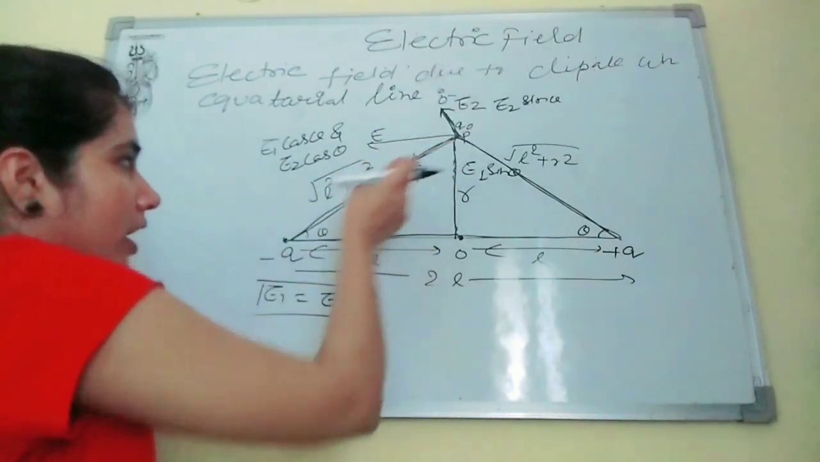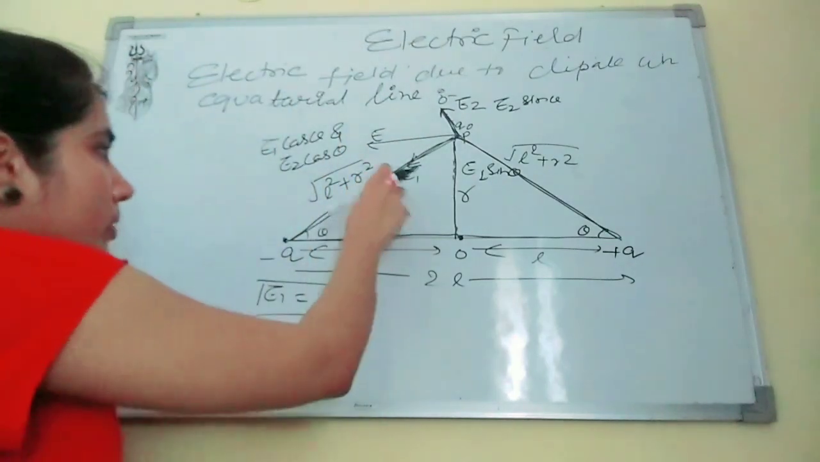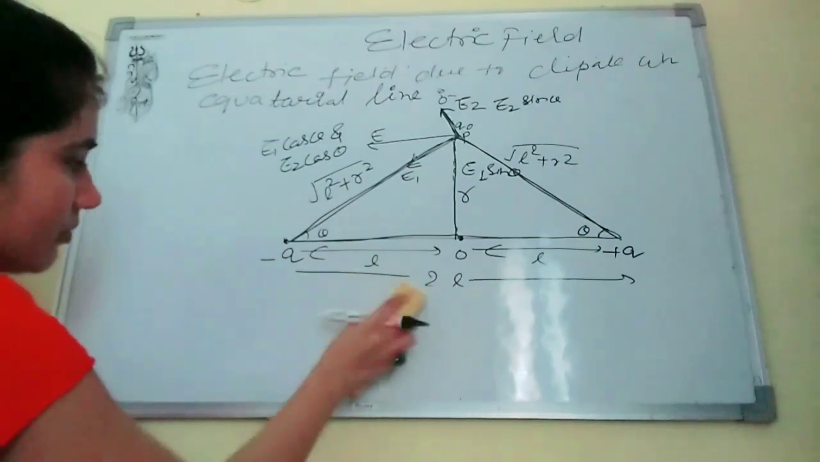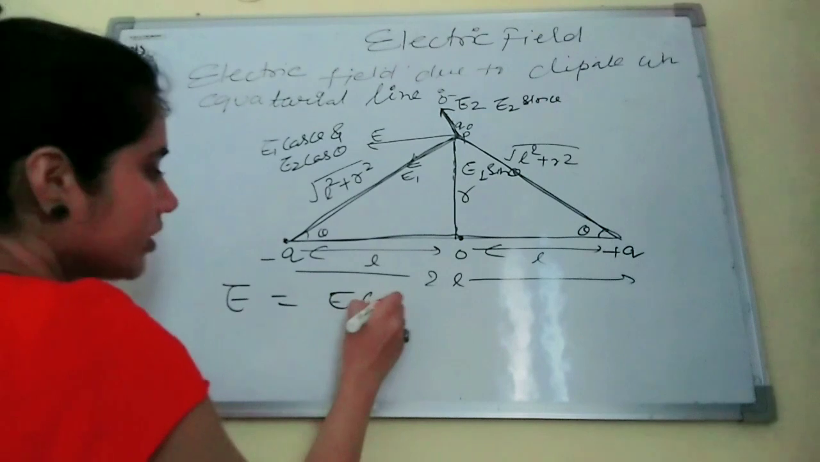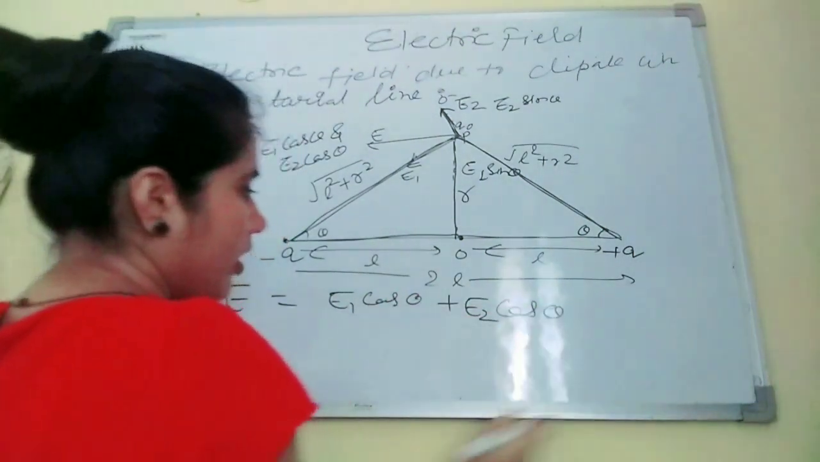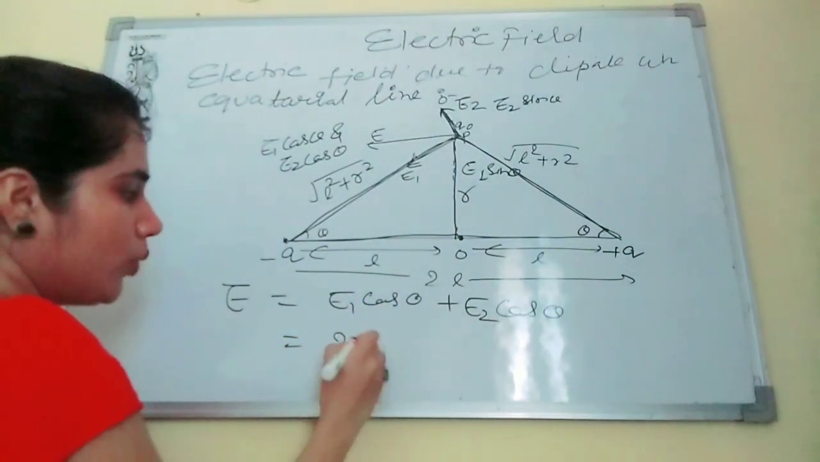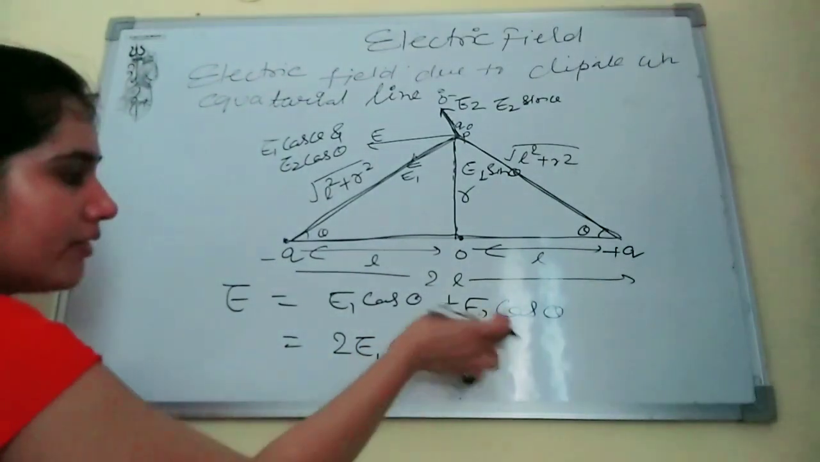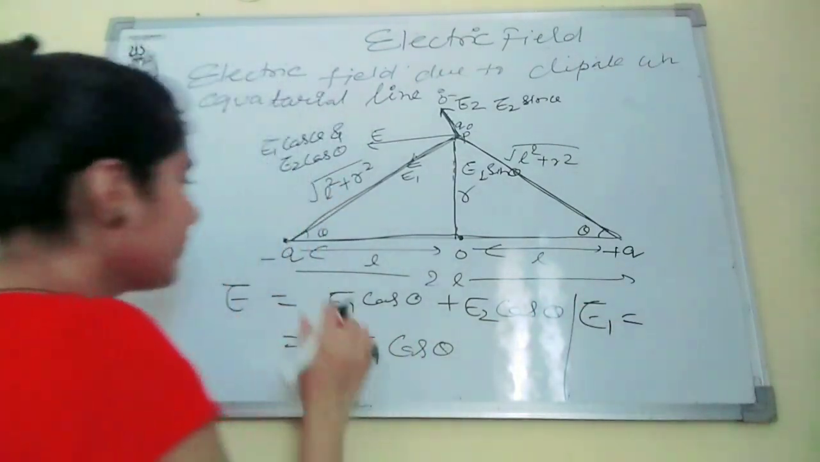in this axis, and in this axis we will just get the component of both electric fields, that will be E1 cos theta and E2 cos theta. So the net electric field will be equal to E1 cos theta plus E2 cos theta. Now E1 and E2 are similar, so we can write it as 2E1 cos theta, because whatever the value of E1 is will be the value of E2, and what is the value, just write it here.